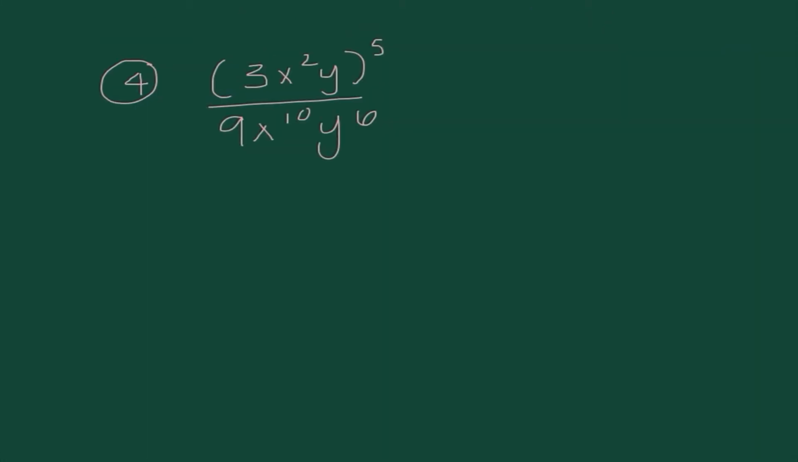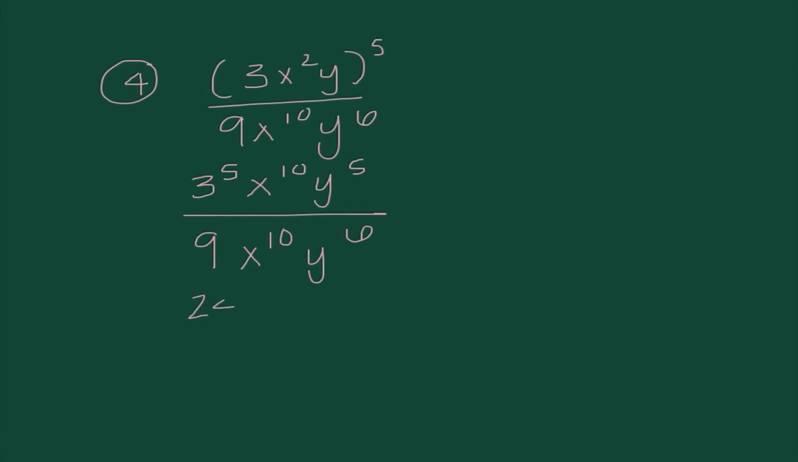Number 4 is the next one we're going through, and looking inside the parentheses here, there's actually not much I can do. So I'm going to start by dealing with this exponent. So I'm going to think of this as 3 to the 5th power, x to the 10th power, y to the 5th power, over 9x to the 10th, y to the 6th. So now I'm going to look at these one at a time. I know 3 to the 5th power is really 243, so I'm just going to go ahead and write everything else out.